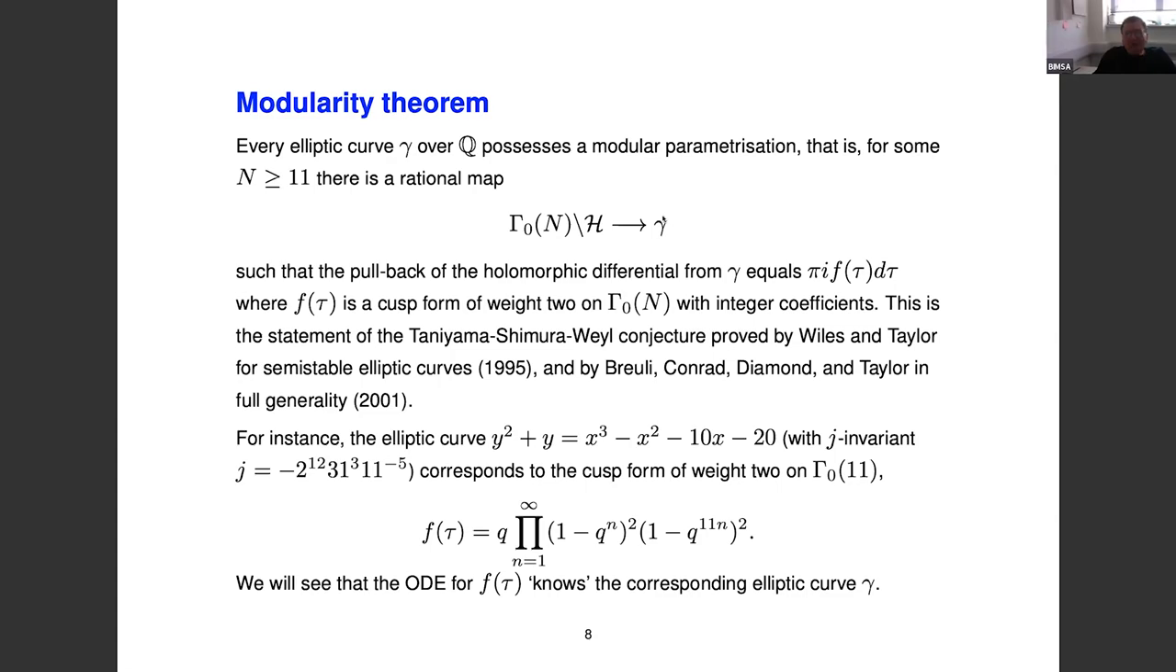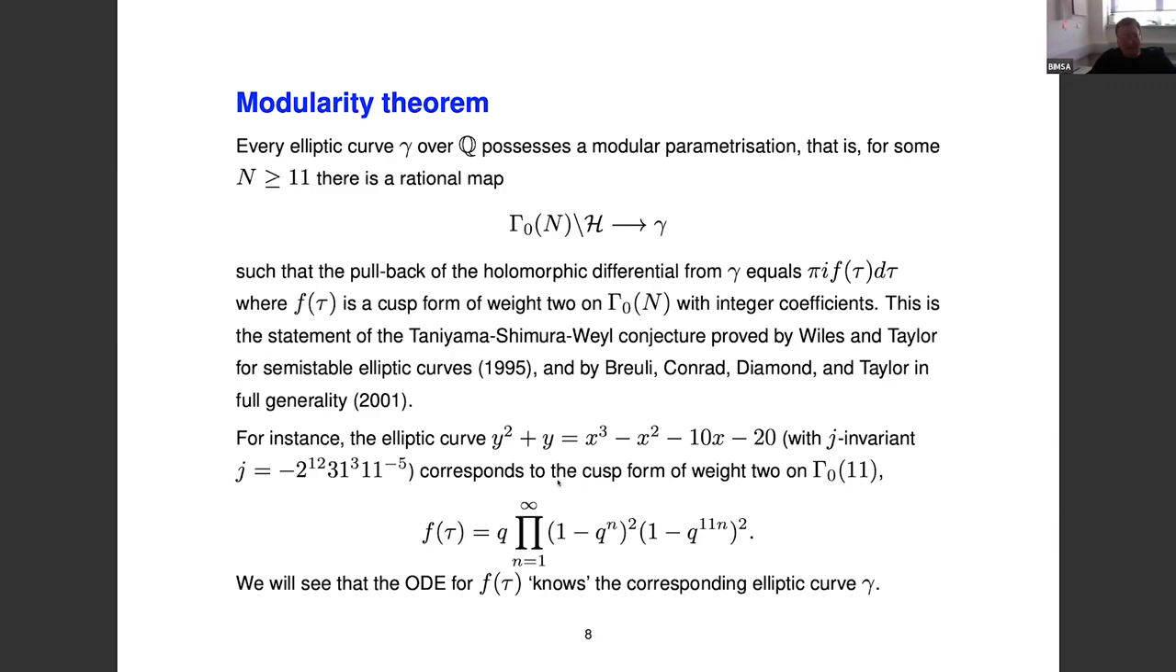There is this map such that the pullback of the holomorphic differential from here to this quotient is expressible in this form, where f of tau is a cusp form, a modular form of weight 2 on this congruence subgroup. A modular form with integer coefficients, so its q-expansion has integer coefficients. In fact, this is the famous Taniyama-Shimura-Weil conjecture, which was proved by Wiles. Then it was proved by Wiles and Taylor for semi-stable curves. And then by students of Wiles and his collaborators in full generality in 2001.